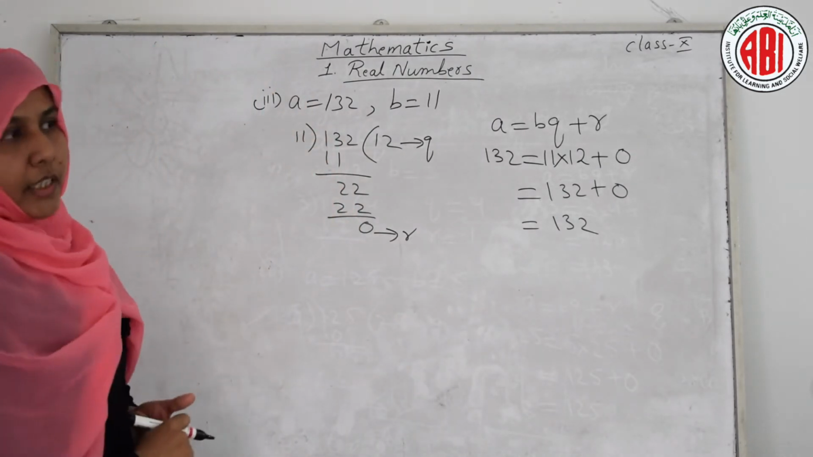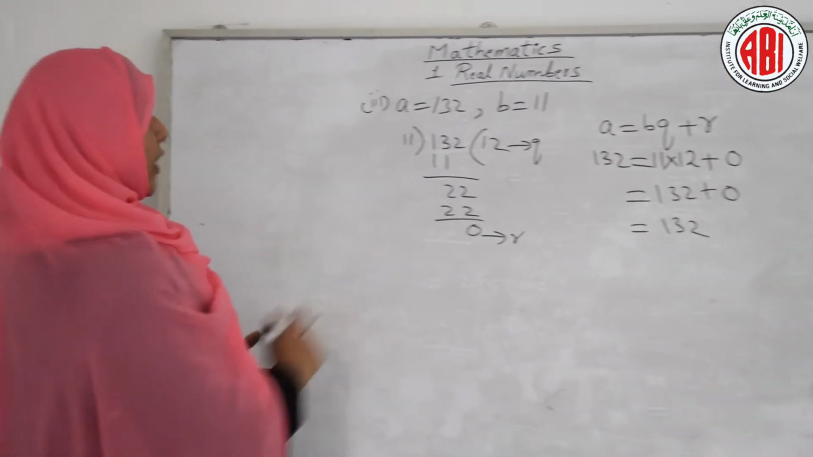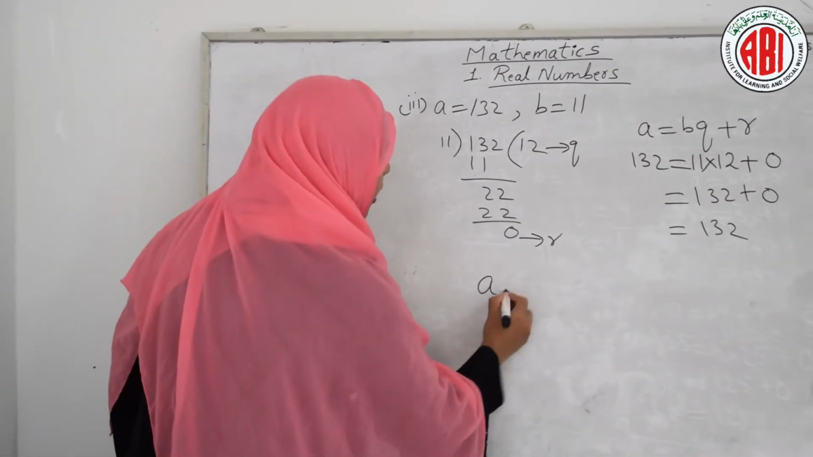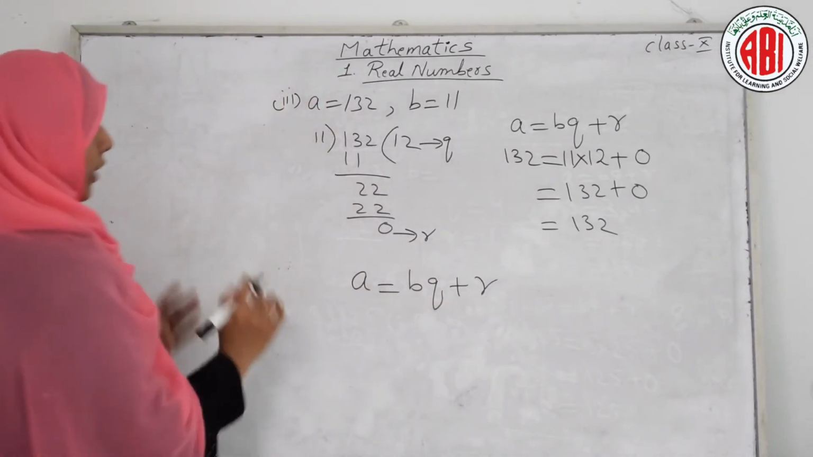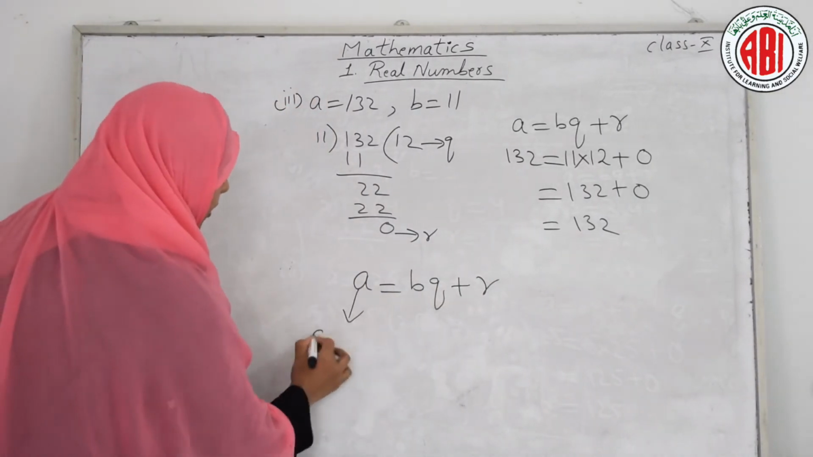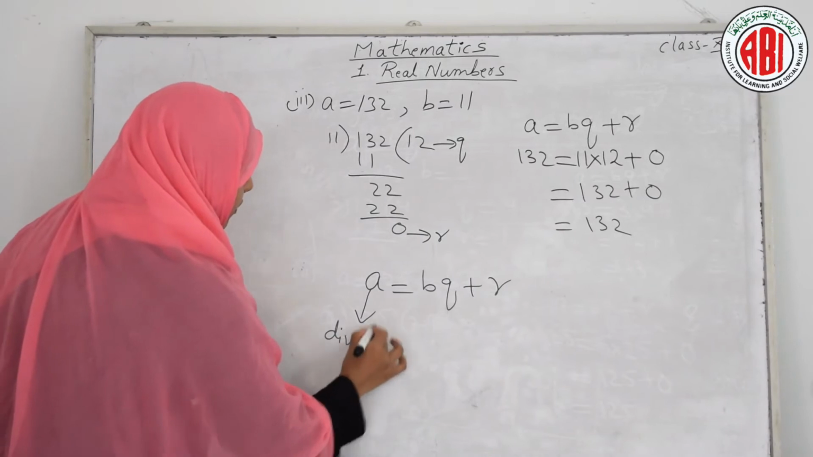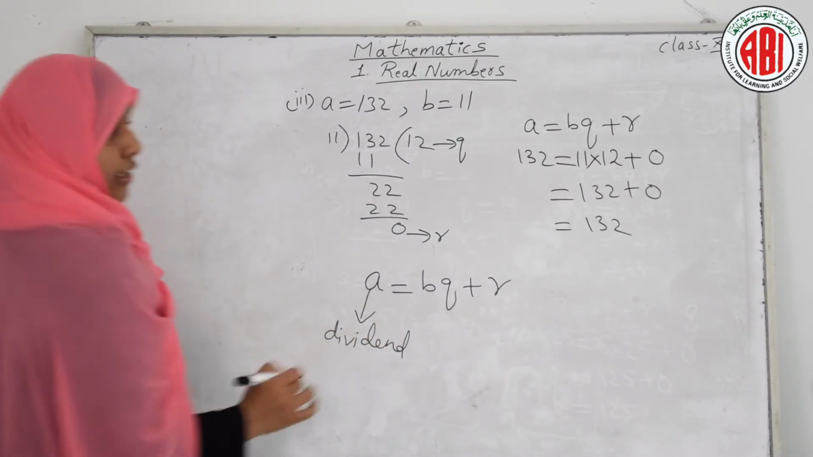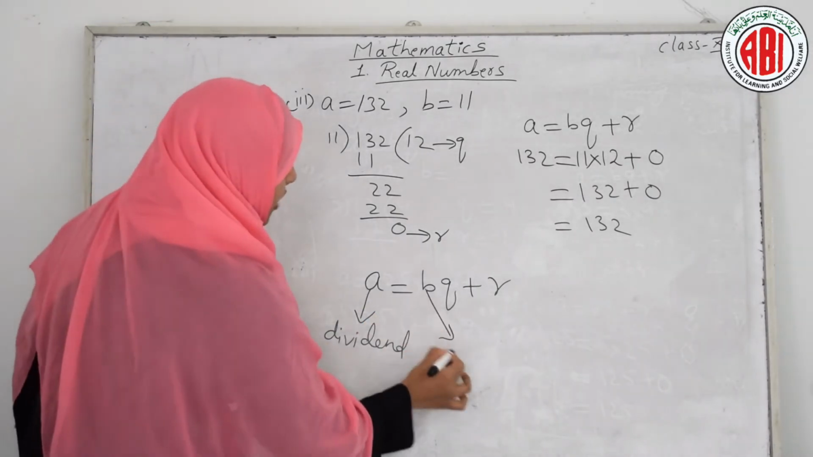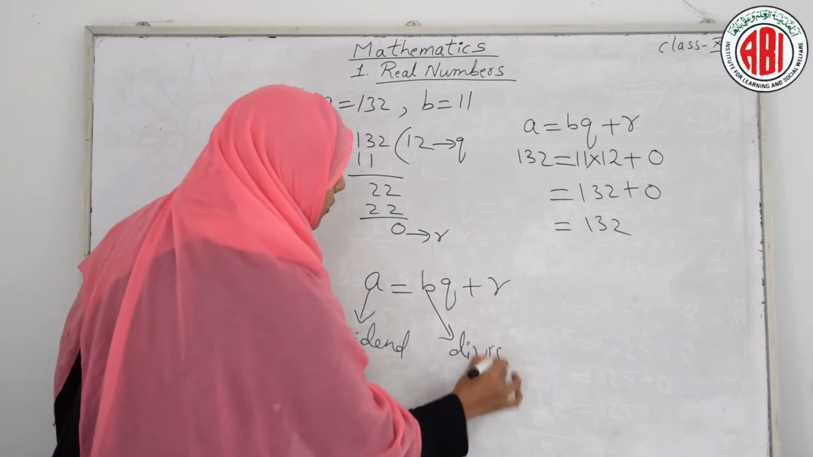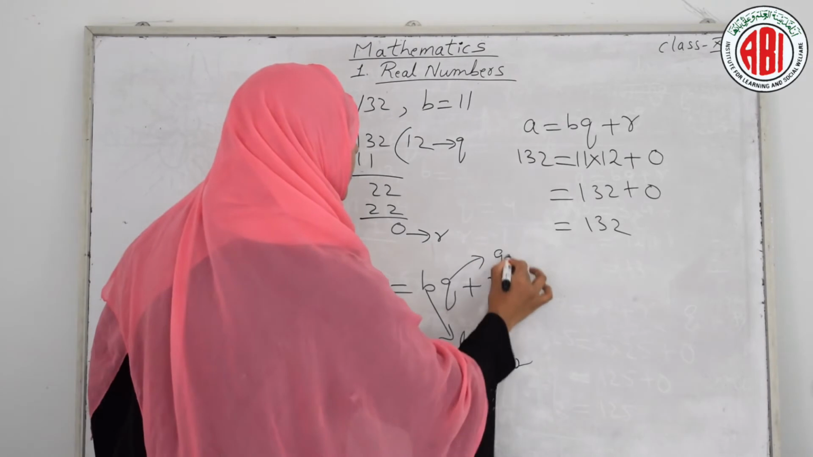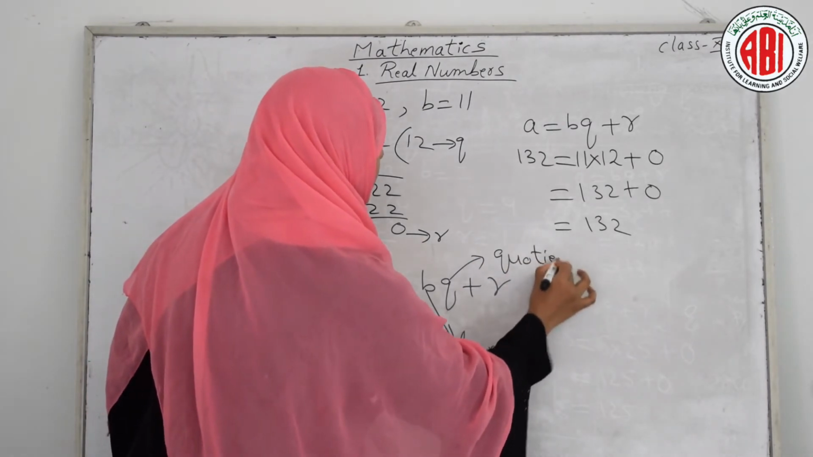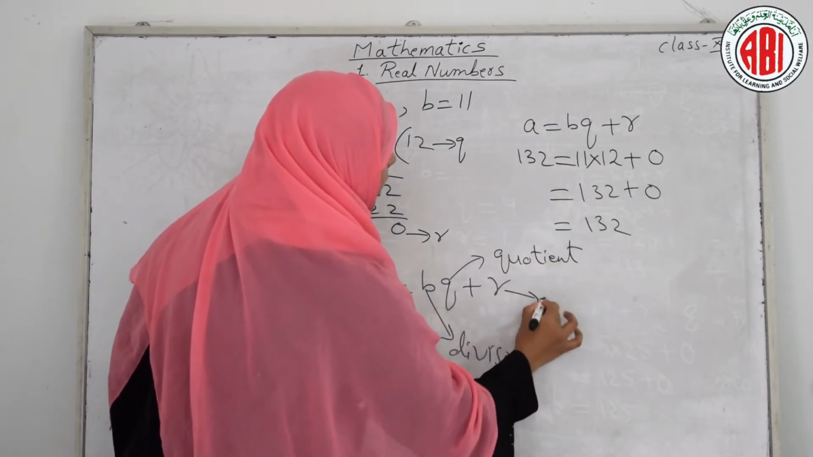So why are we doing this? These are just divisions, but we are using this equation, A is equal to BQ plus R. Here A is a dividend, B is a divisor, Q is the quotient, and R is the remainder.